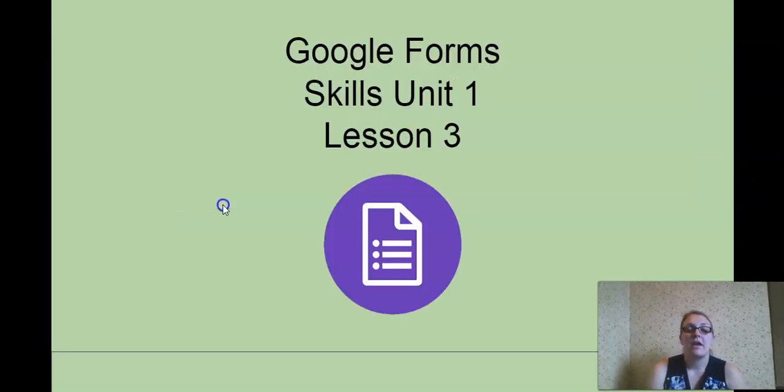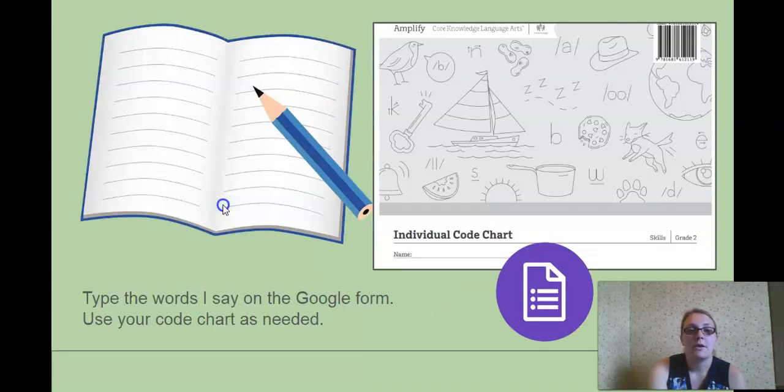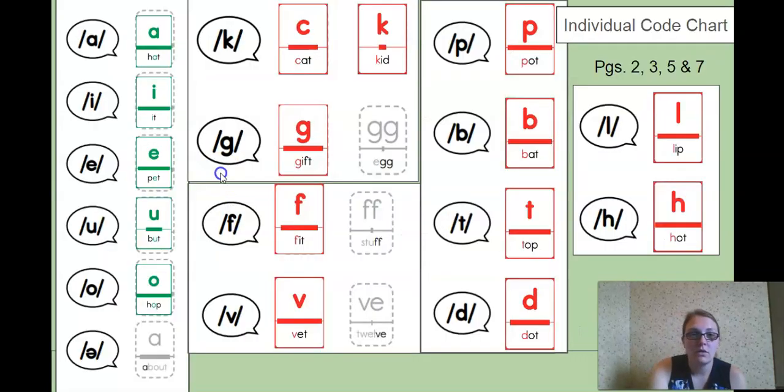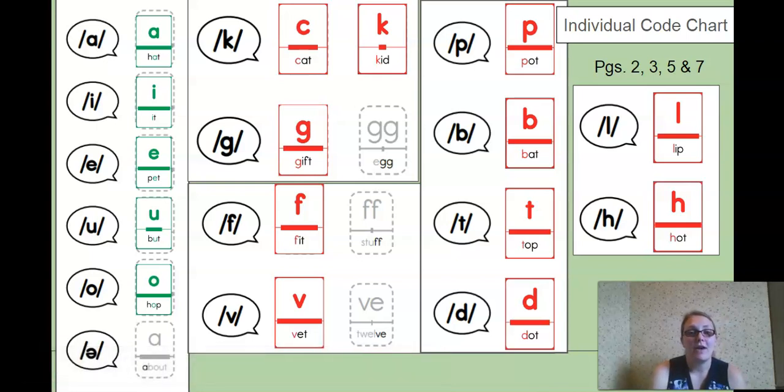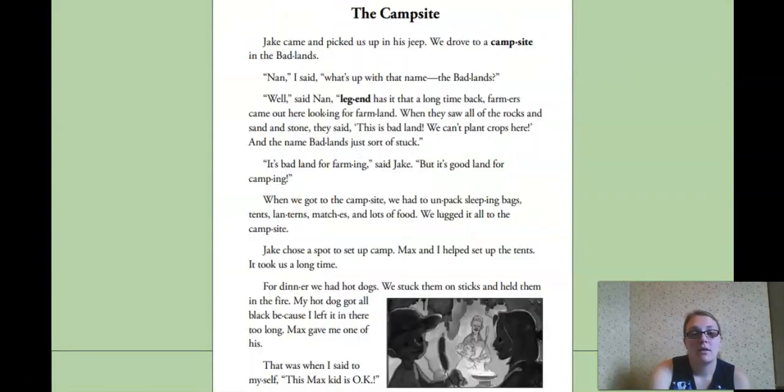All right. And like I said, you're going to answer the rest of the questions in your Google Forms, Skills Unit 1, Lesson 3. On the Google form, just as before, you're going to type the words I say in the recording. You can always use your individual code chart to help you. Here are all the letters and sounds that we have done so far. Pages 2, 3, 5, and 7. Here is the story.